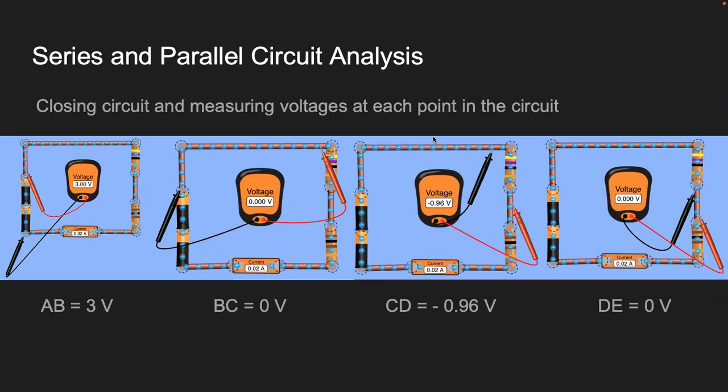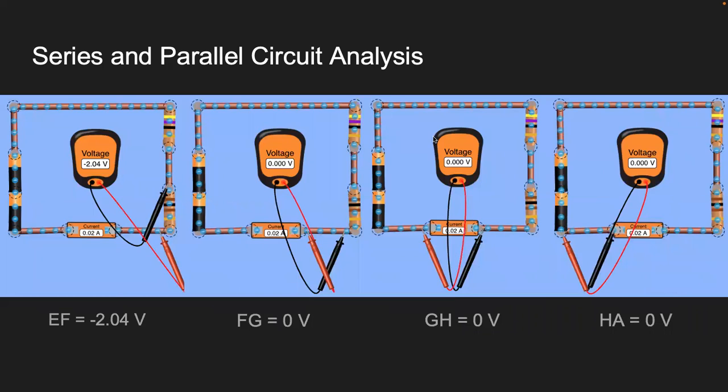We found that for segment AB, it was 3 volts. For BC, it was 0 volts. For CD, it was negative 0.96 volts. For DE, it was 0 volts. For EF, it was negative 2.04 volts. For FG, it was 0 volts. For GH, it was 0 volts. And for HA, it was also 0 volts.